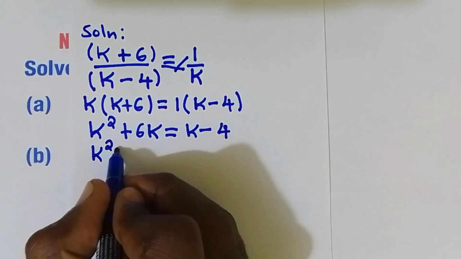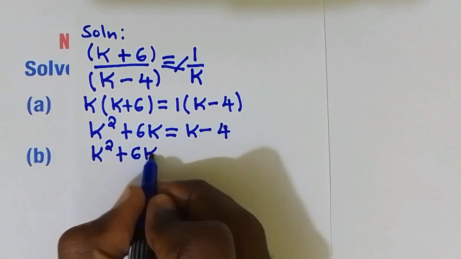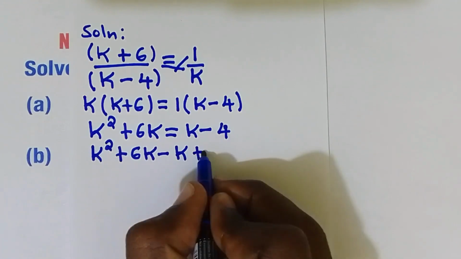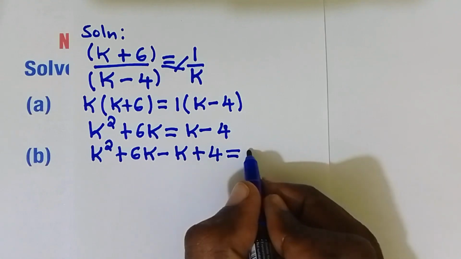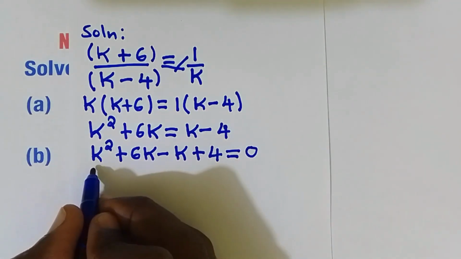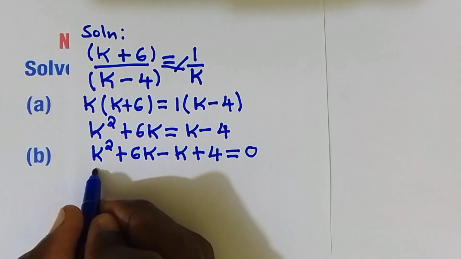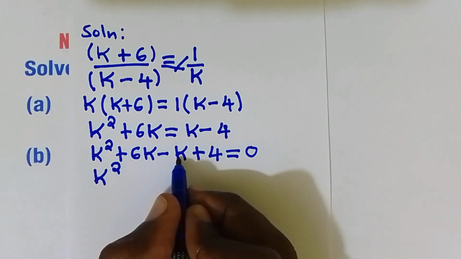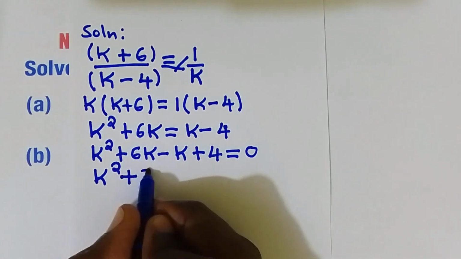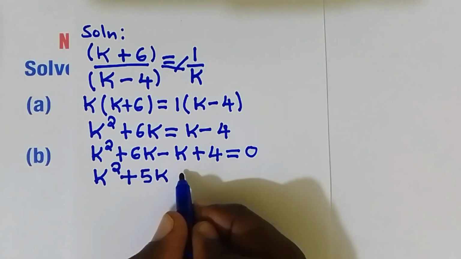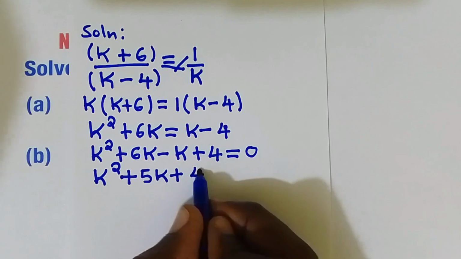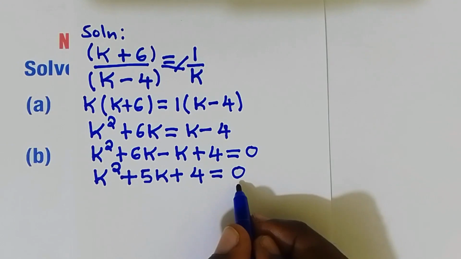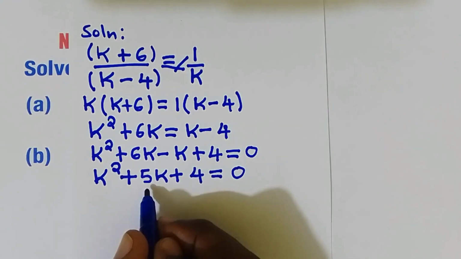We have k squared plus 6k minus k plus 4 equal to 0. Let us simplify our equation. We have k squared, 6k minus k, we get plus 5k, plus 4. This is equal to 0. So we get a quadratic equation. Let us solve for k.